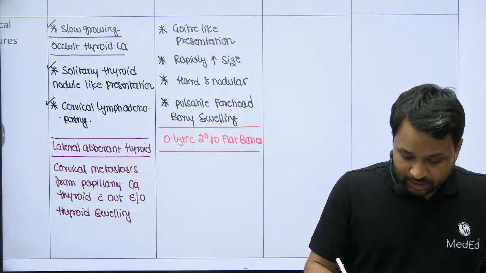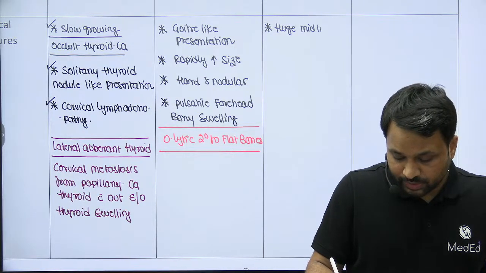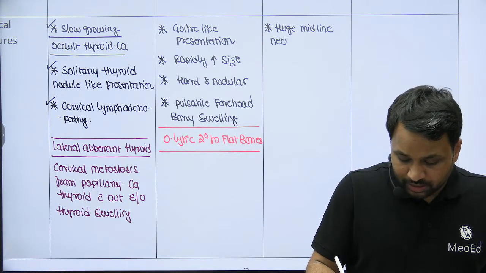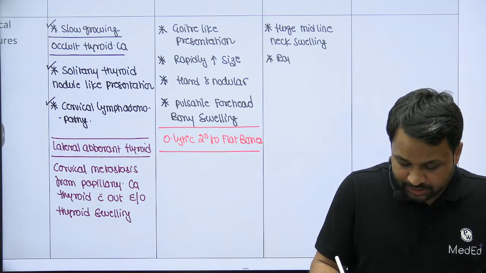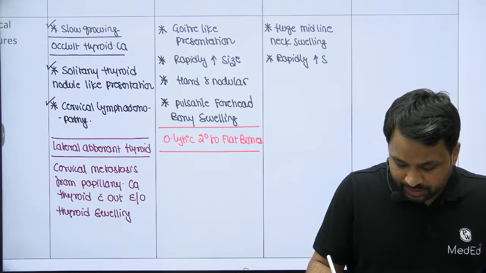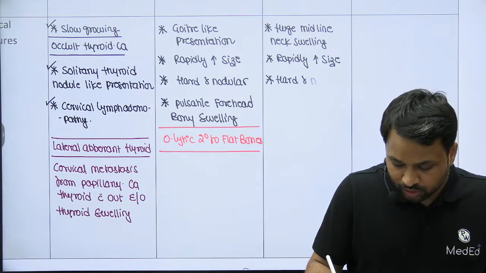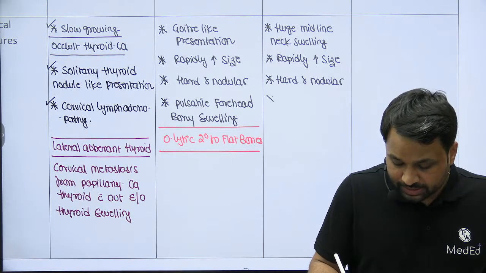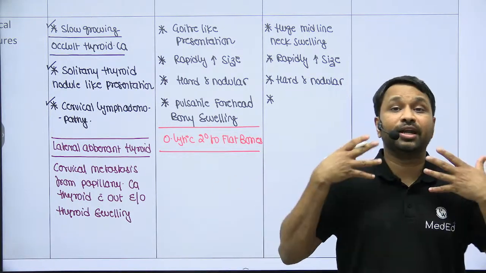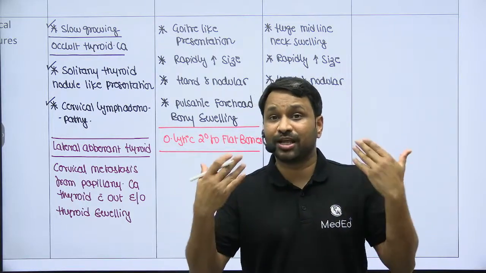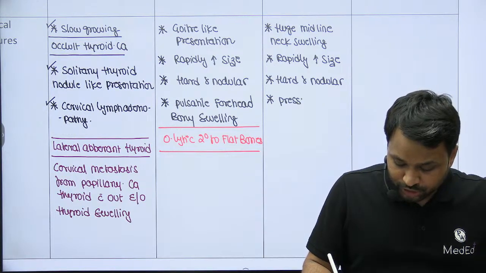Anaplastic cancer, on the other hand, because it's an aggressive tumor, is going to present with a huge midline neck swelling, rapidly increasing in size. It shares its architecture with the follicular by being hard and nodular surfaced. But more importantly, it is associated with local infiltration, involving and compressing underlying structures: trachea, esophagus, recurrent laryngeal nerve, hence developing pressure symptoms.